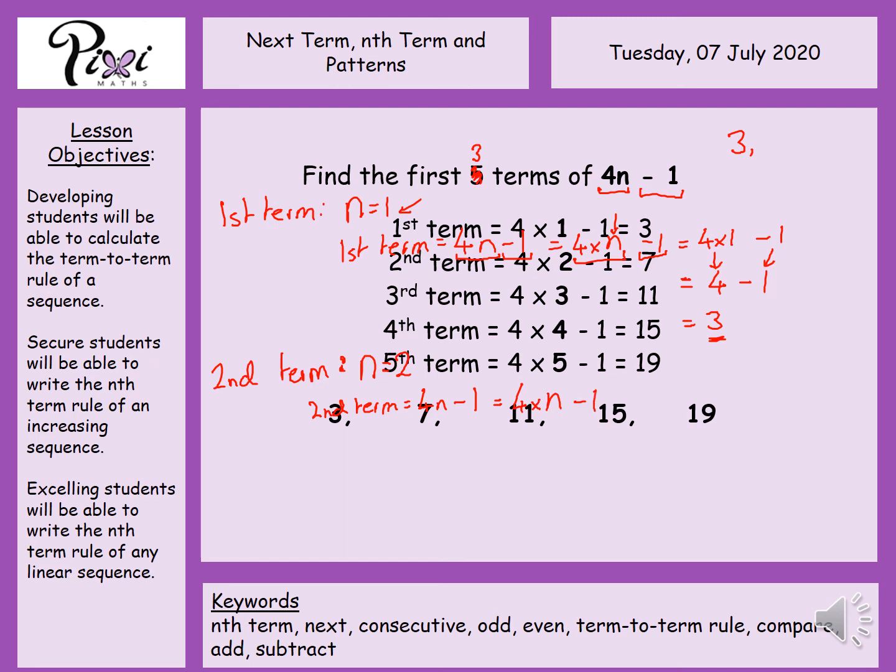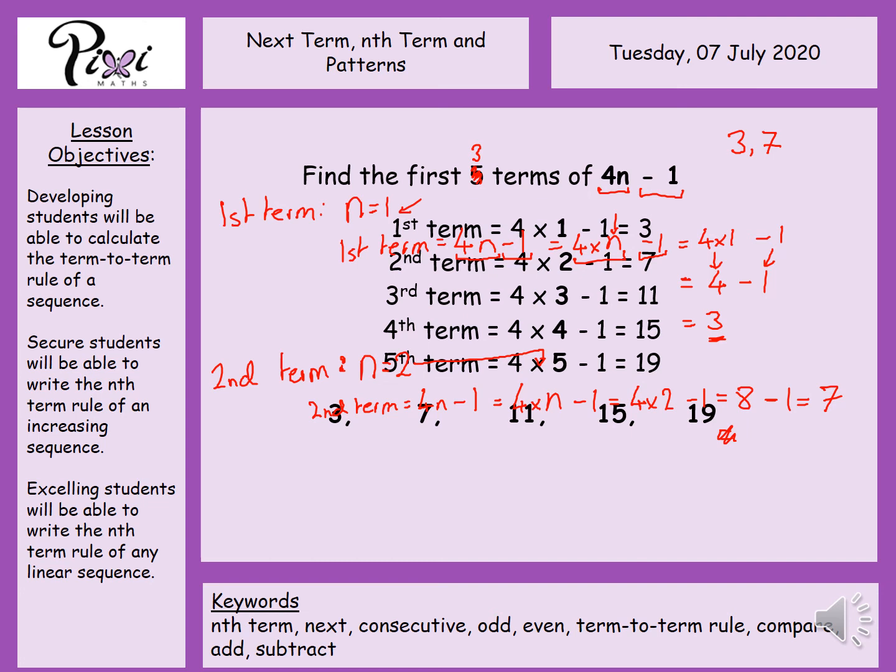So then we substitute in n equals 2. So we're going to do 4 times 2 minus 1. So 4 times 2 is 8, and then we've got minus 1. So we've got 8 minus 1, which is, I'll just do it on the same line, 7. So our sequence then goes 7 for the second term.